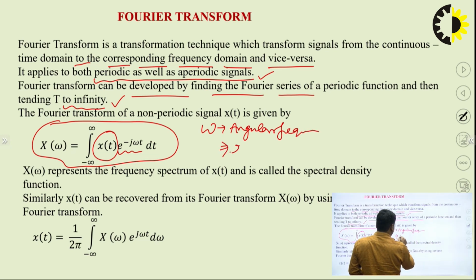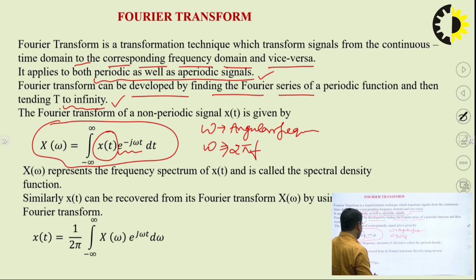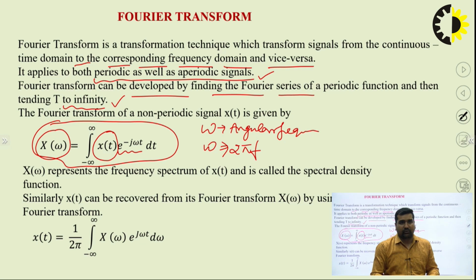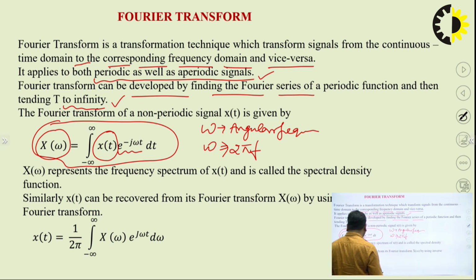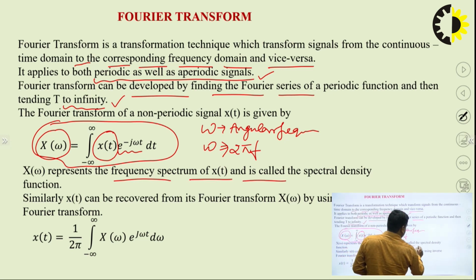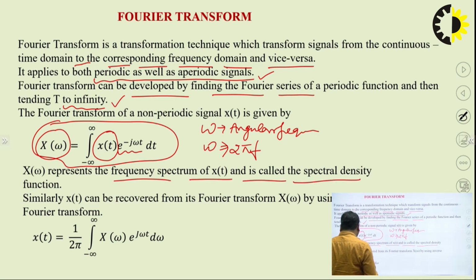You can write it 2 pi f in radian per second. Okay, so here, that's why we have written X(omega), because this x(t) is transformed into X(omega), the variation of the function in the frequency domain. Okay, the X(omega) represents the frequency spectrum of x(t) and is called the spectral density function. And similarly, x(t) can be recovered from its Fourier transform by using the inverse Fourier transform.